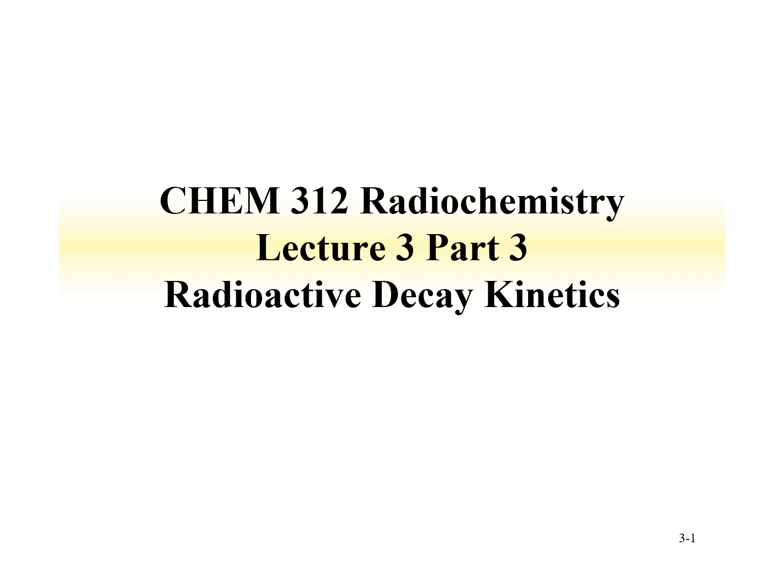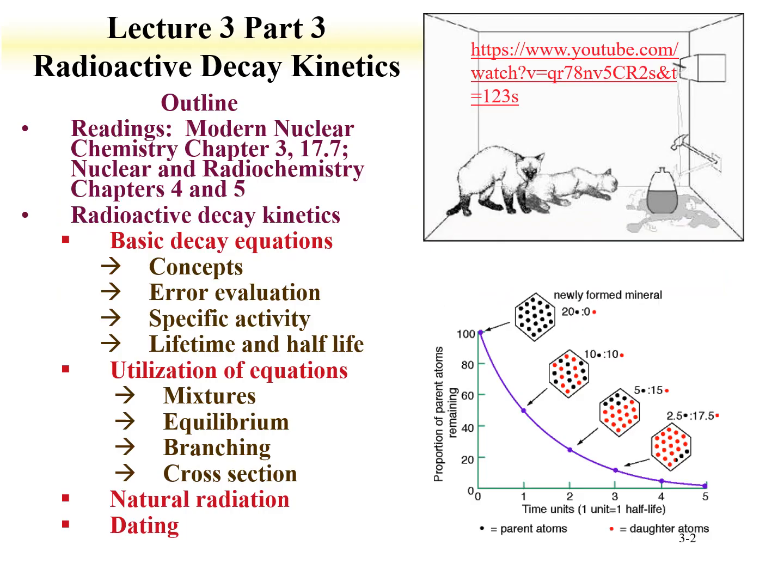Welcome to Lecture 3, Part 3, the third and final part of the lecture on radioactive decay kinetics for Chemistry 312 Radiochemistry. For Lecture 3, Part 3, we're going to discuss reaction cross-sections, which describe the probability of reactions occurring.